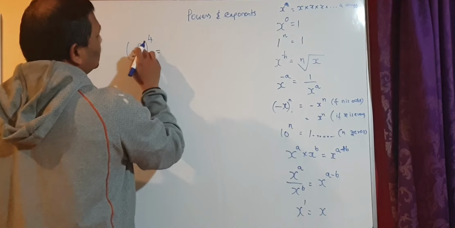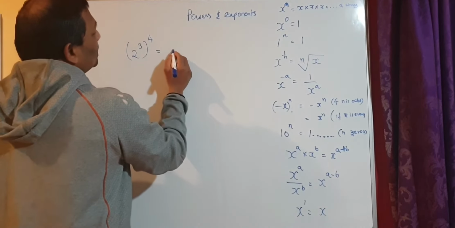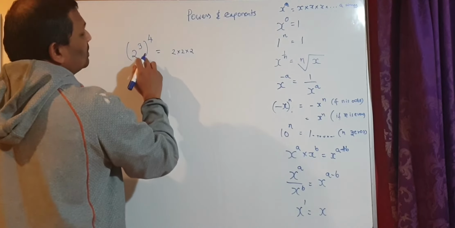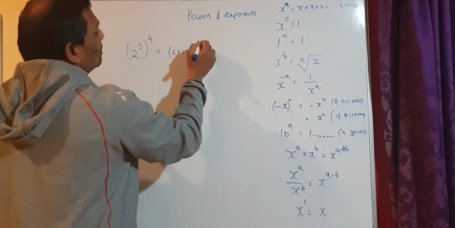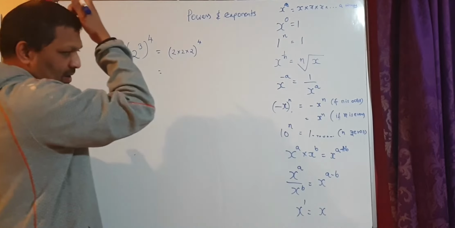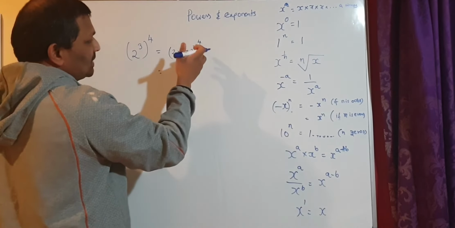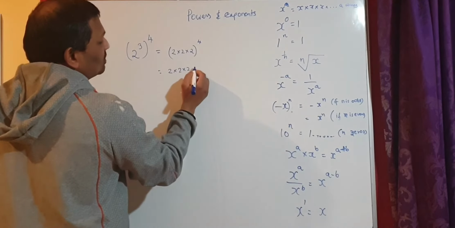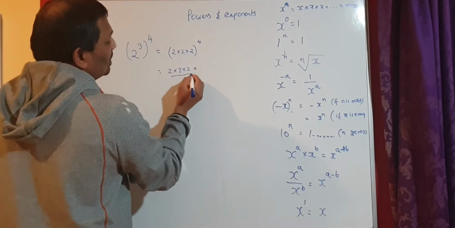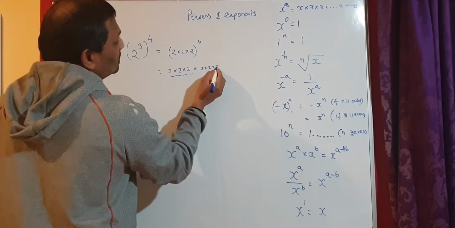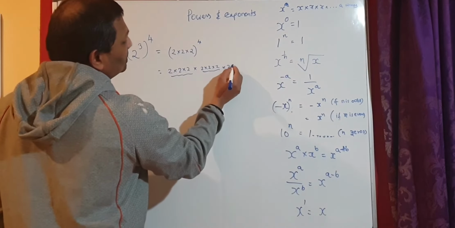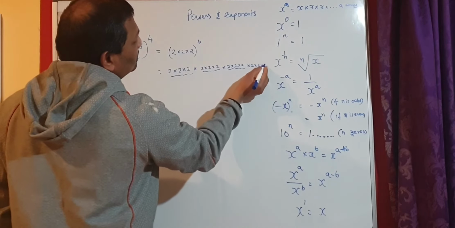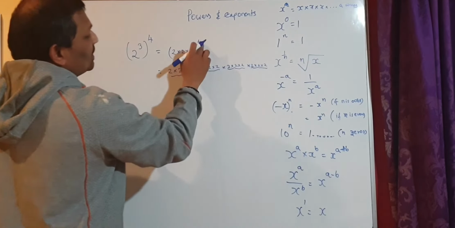Okay, so 2 cube is 2 to the power of 3, that is 2 into 2 into 2. Okay, this is 2 cube. Whole to the power of 4, which means that we have to multiply this base by itself 4 number of times. So 2 into 2 into 2 is 1 time, 2 into 2 into 2 is the second time, 2 into 2 into 2 is the third time, and again 2 into 2 into 2, the fourth time. Is it that way? Yeah.